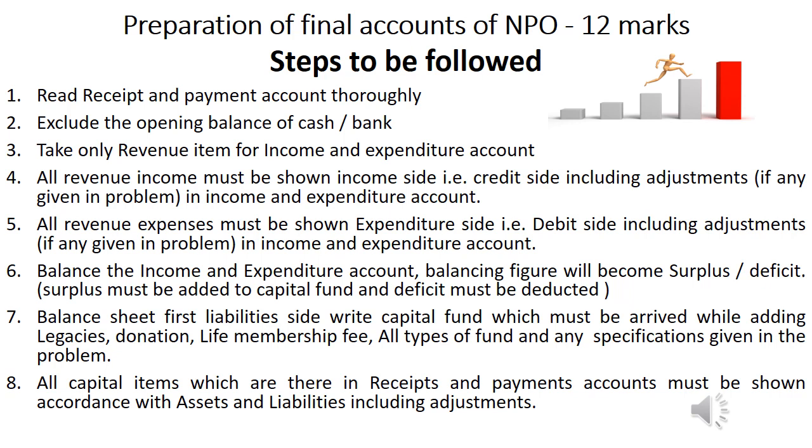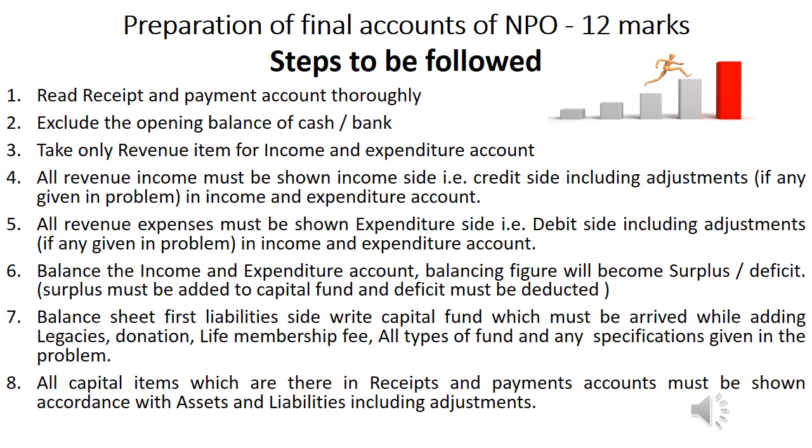First we will take the newly formed NPO, how to solve the final accounts of a newly formed NPO. What will they provide you? First, they will provide you the receipts and payment account of the current year and some adjustment entries. You have to solve the problem by preparing, number 1, the income and expenditure account. Number 2 is the balance sheet. Only one account on the balance sheet we have to prepare.